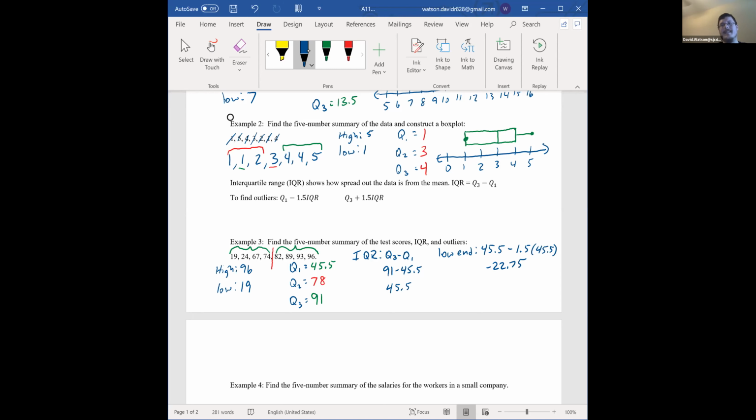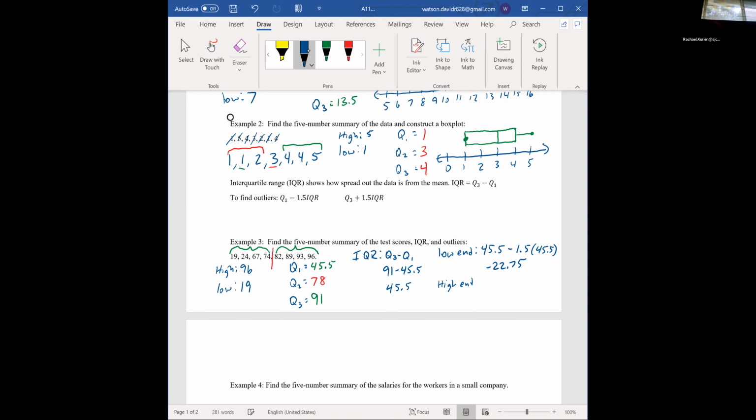So what that means is one of these pieces of data would have to be lower than negative 22.75 in order to be an outlier. So in this case, that would be kind of hard because it's really hard to get a negative 23 on a test. You'd have to really try to do that one. So no outliers down there.